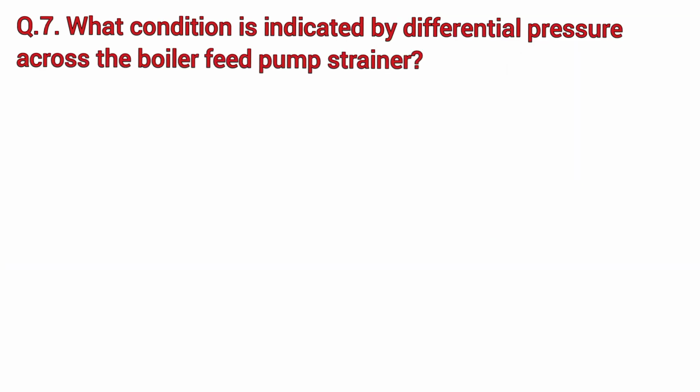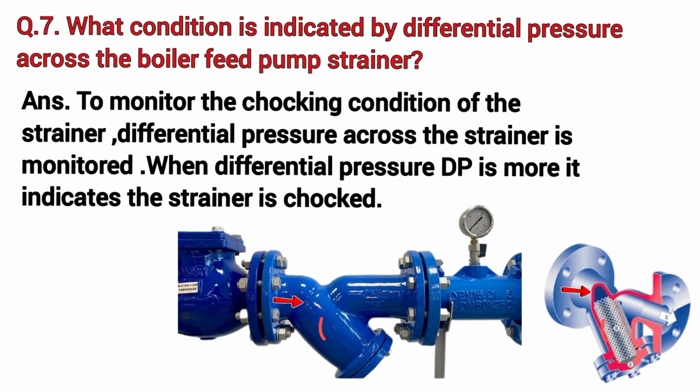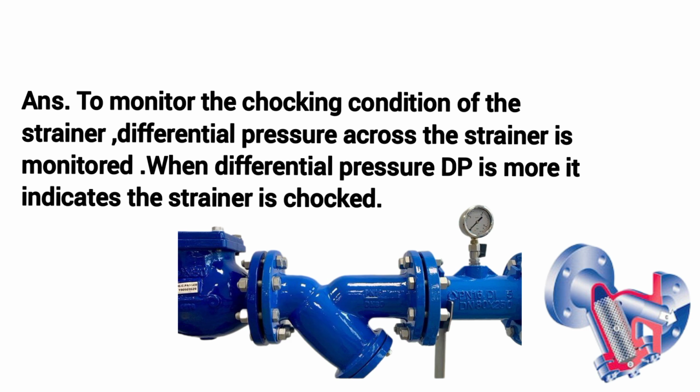What condition is indicated by differential pressure across the boiler feed pump strainer? To monitor the choking condition of the strainer, the differential pressure across the strainer is monitored. When the differential pressure, dP, is high, it indicates the strainer is choked.